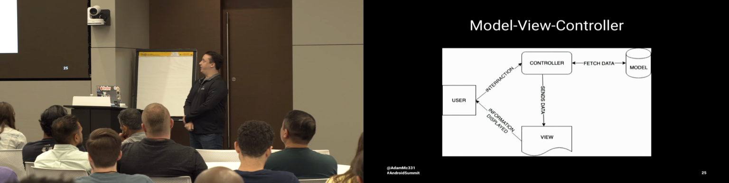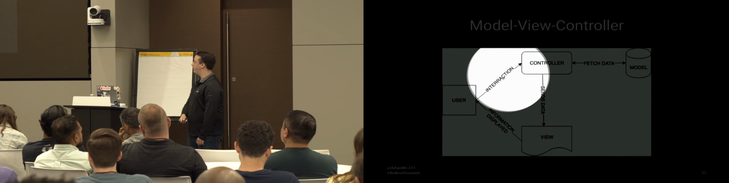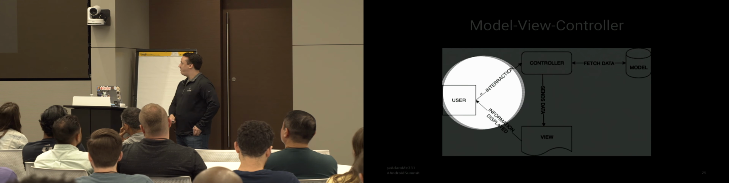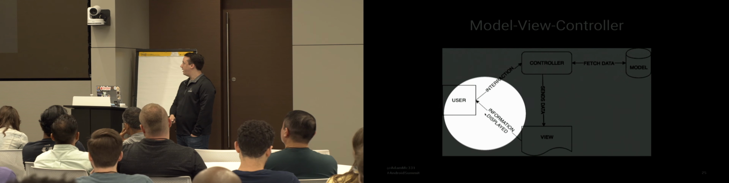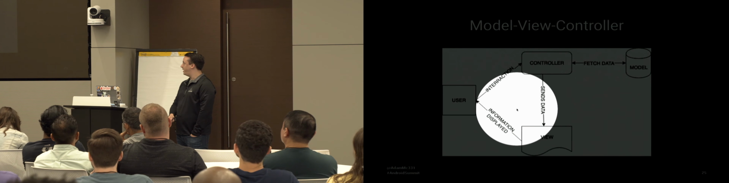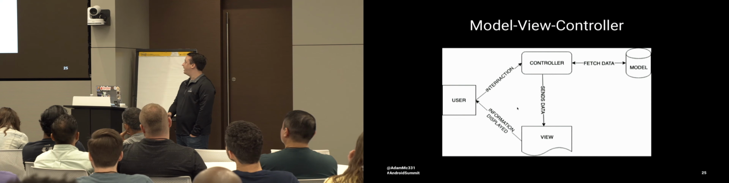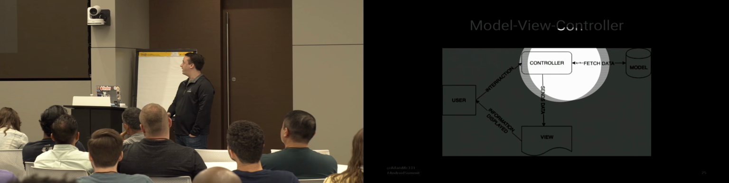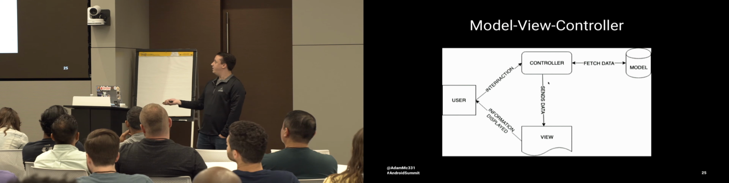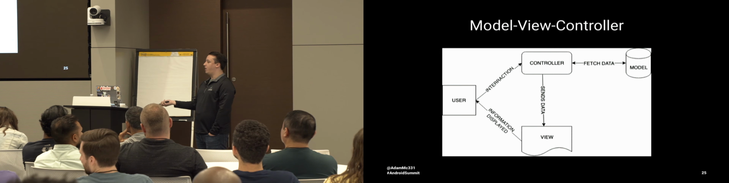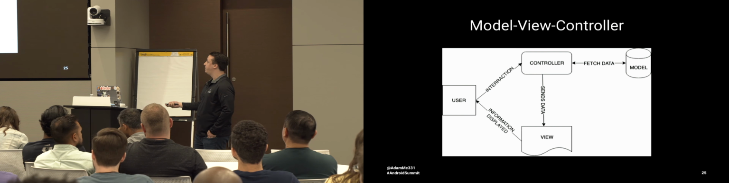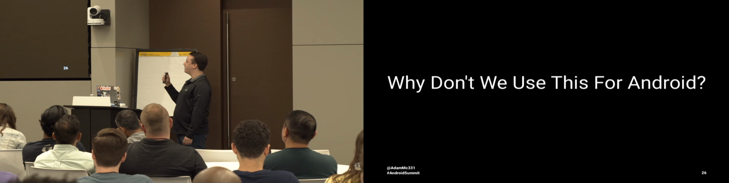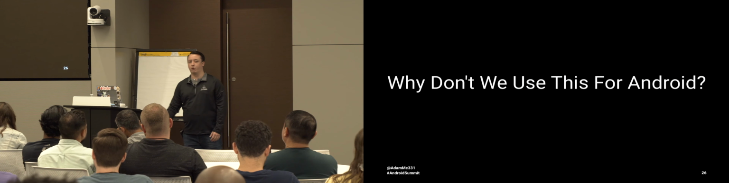So here's a diagram of what a Model View Controller flow would look like. We have a user. The user interacts with the controller, like we said earlier. We have a view that displays information to the user, and up here, the controller fetches data from the model. This sounds pretty good in practice. All of our concerns are separated, and it's easy to see what the flow of data is. But as I mentioned, we don't really use Model View Controller in Android.